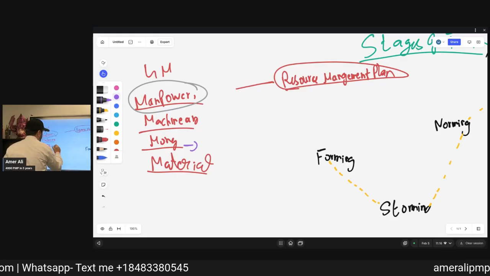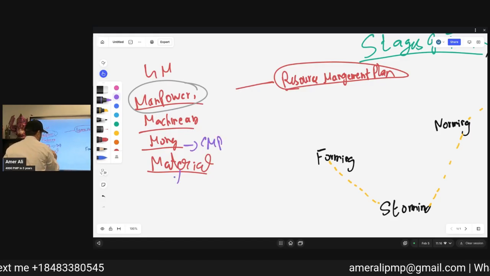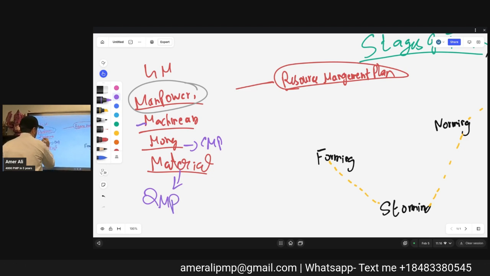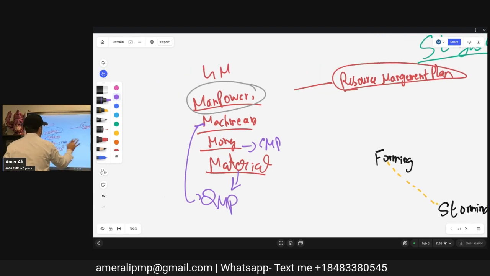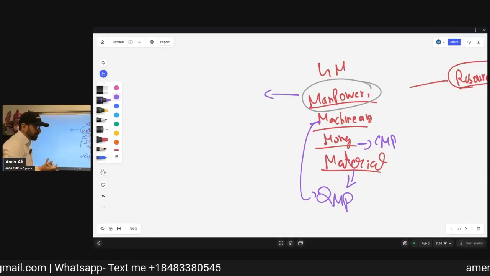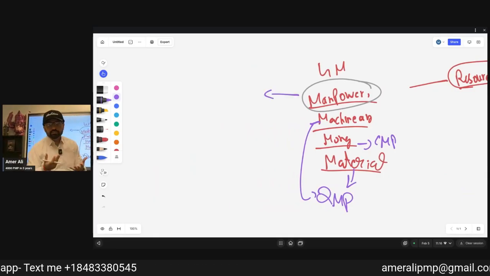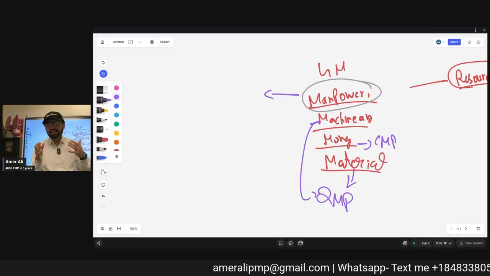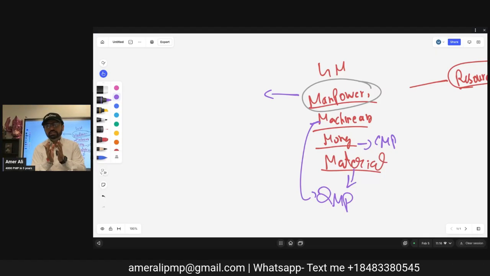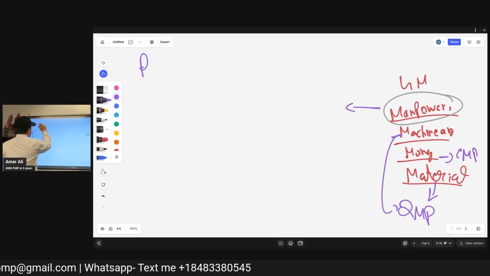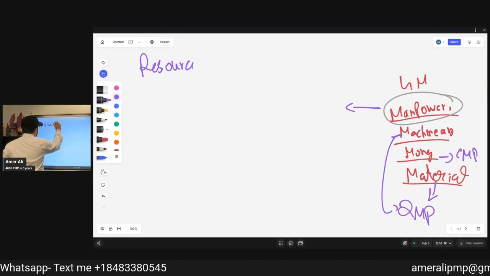For money, we have the cost management plan. For material, we have the quality management plan. Machinery also comes under there. Manpower mostly comes under the resource management plan, which can be called the staffing management plan. How to manage the people, different names can be given to that. The purpose is how you manage resources.